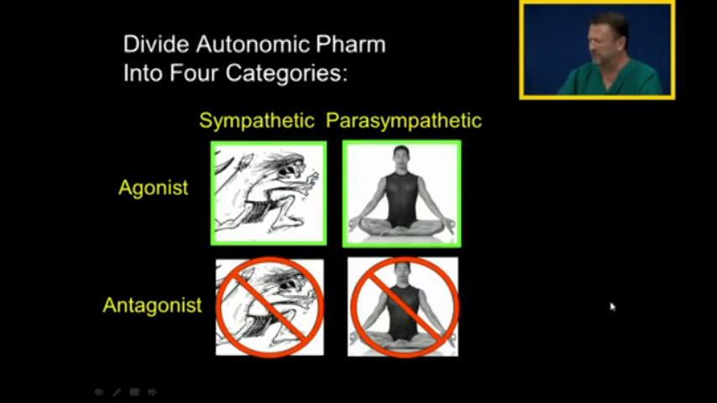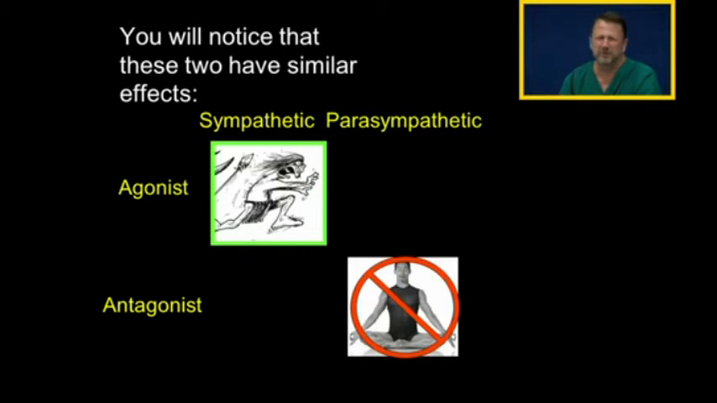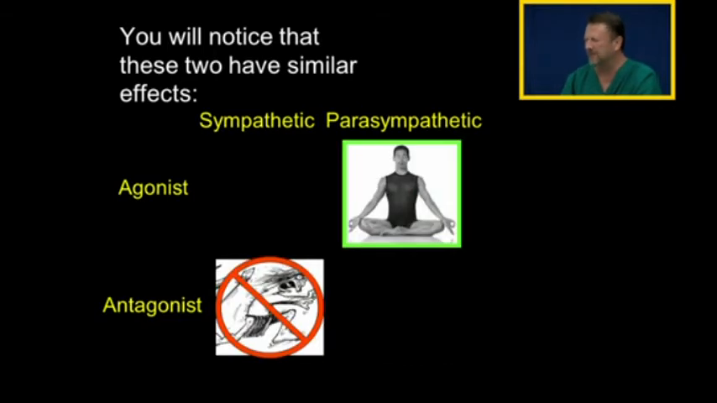Something that's very confusing for people is that you will notice that these two have similar effects. We can use a sympathetic agonist like epinephrine to speed heart rate up. The parasympathetic nervous system slows the heart rate down, and so if we block that, it's going to speed up heart rate too. So atropine increases heart rate. It's a parasympathetic blocker, an anticholinergic. Epinephrine speeds up heart rate as well because it's a sympathetic agonist. So you'll notice that the sympathetic agonists and the parasympathetic antagonists have very similar effects, as do the parasympathetic agonists, the cholinergic drugs, and the sympathetic antagonists, the sympatholytics.